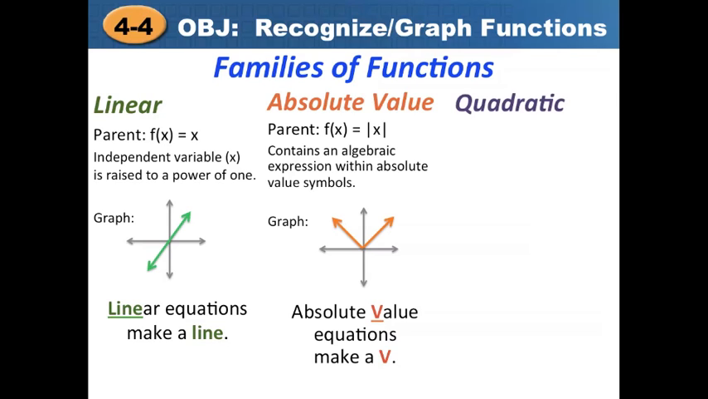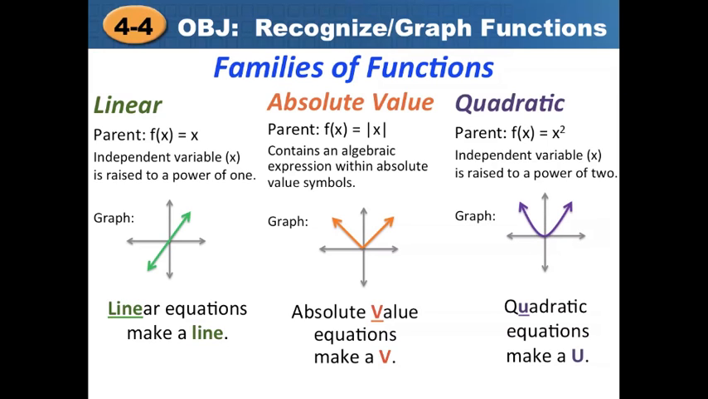Now find the quadratic function. The parent function is f of x equals x squared. Here, the independent variable is raised to a power of 2. The graph of this function makes a U shape. It's a continuous curved line that makes a U. Quadratic equations make a U shape.